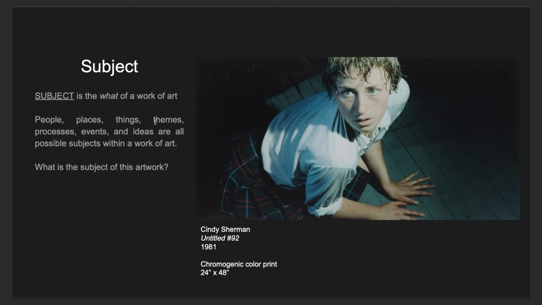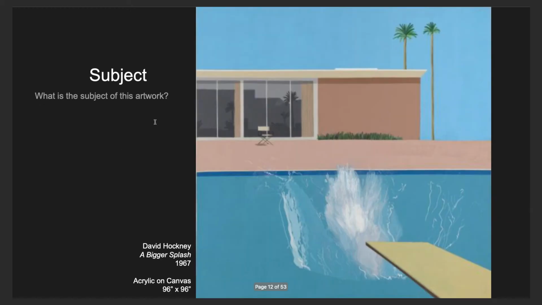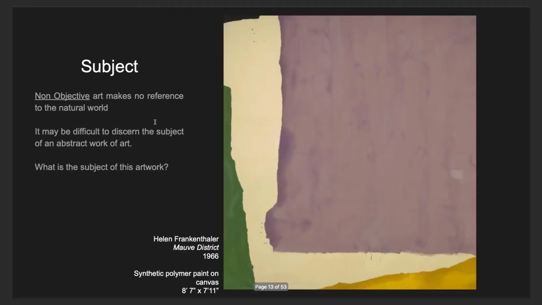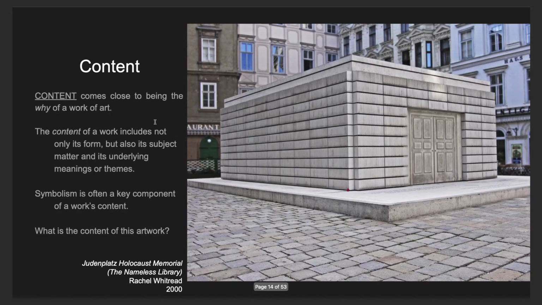Subject is the what of the artwork. People, places, things, themes. So what are the nouns that you see in the artwork? Think of subject as nouns. People, place, and things. I want to remind you that the subject can be non-objective. Content is more like the why of the artwork, like why did the artist do what the artist did?